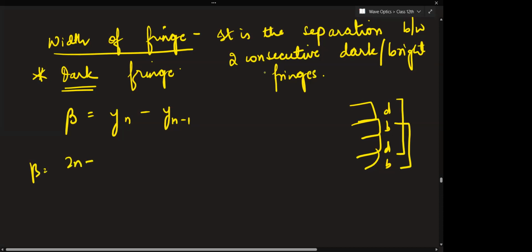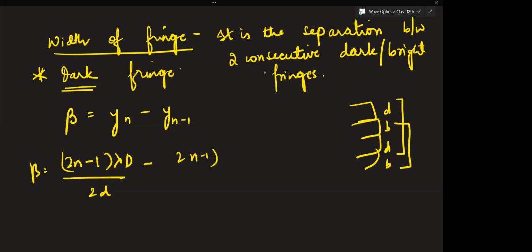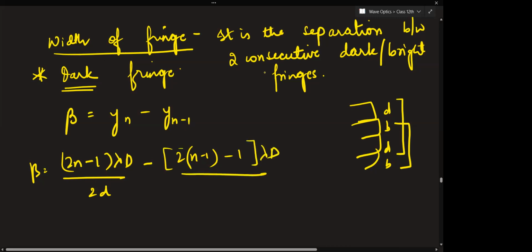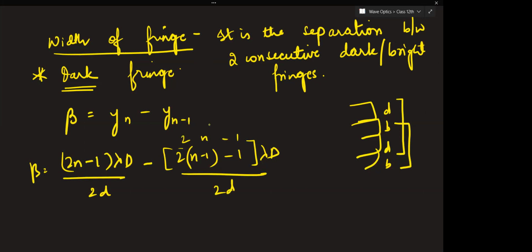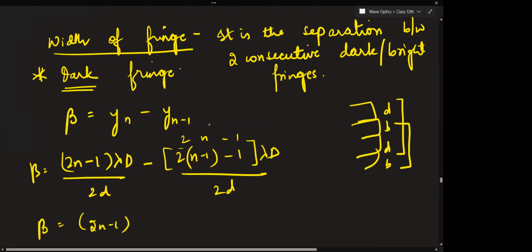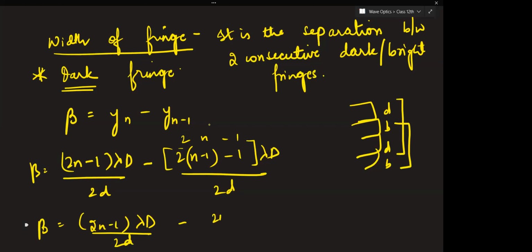I have just shown you 2n minus 1 lambda capital D by 2d. Instead of n, I'll be writing now n minus 1. So 2n minus 1 lambda capital D by 2d, instead of the way we write 2n minus 1, n is n minus 1 right now. So see, beta will be 2n minus 1 lambda capital D by 2d minus this entire term, 2n minus 3 lambda capital D by 2d.